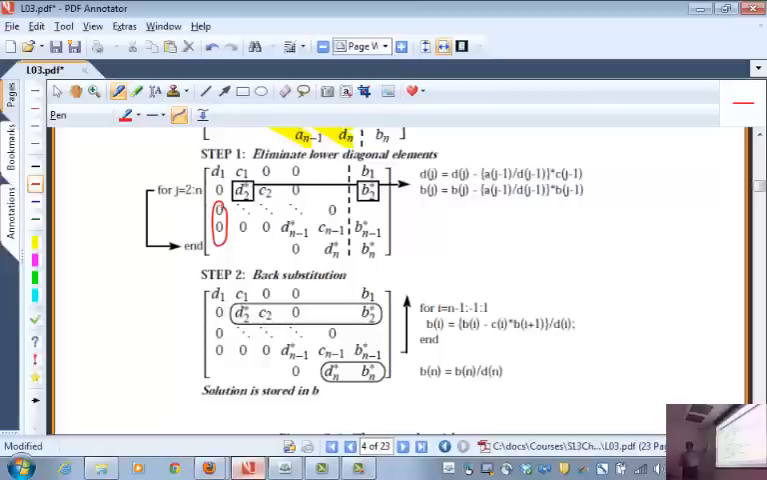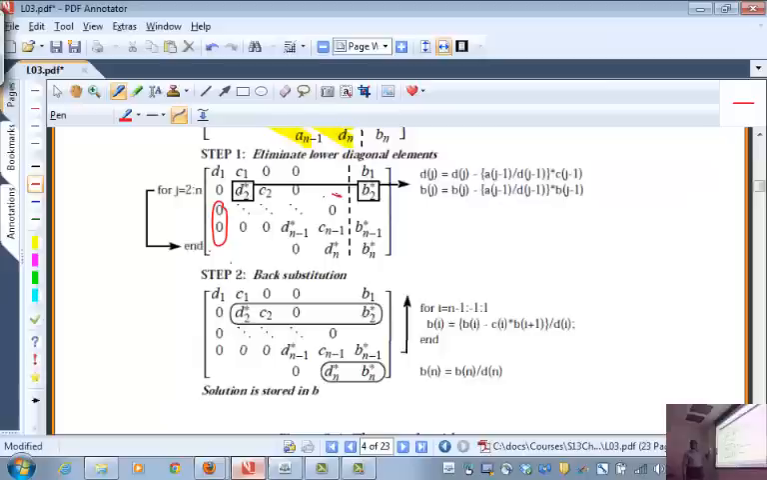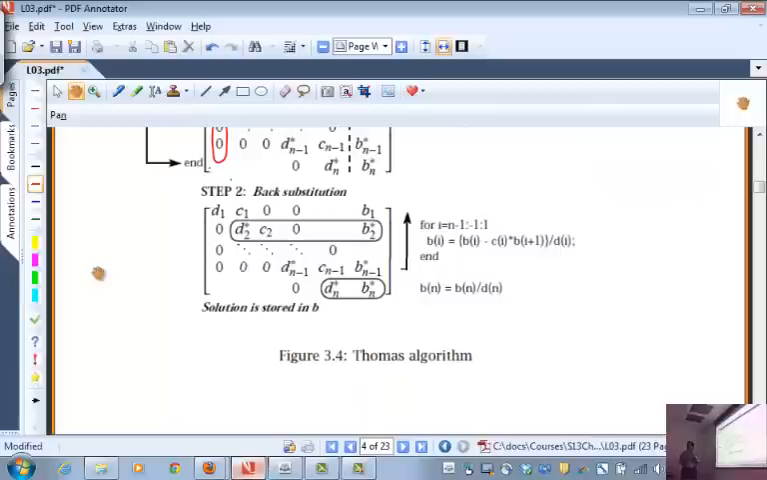So you can make the algorithm more efficient by simply recognizing that the loop has to go only from, for example, 2 to n, and only two elements have to be changed: one is the d, and the other is the b, the right-hand side. This is already eliminated, and there is nothing to be eliminated in the other terms. So the Thomas algorithm is a simplified version of Gaussian elimination. The idea is exactly the same, but the algorithm involves fewer steps, and so it is much more efficient. I have MATLAB code for this, and you will be using it in the first assignment that I will construct.